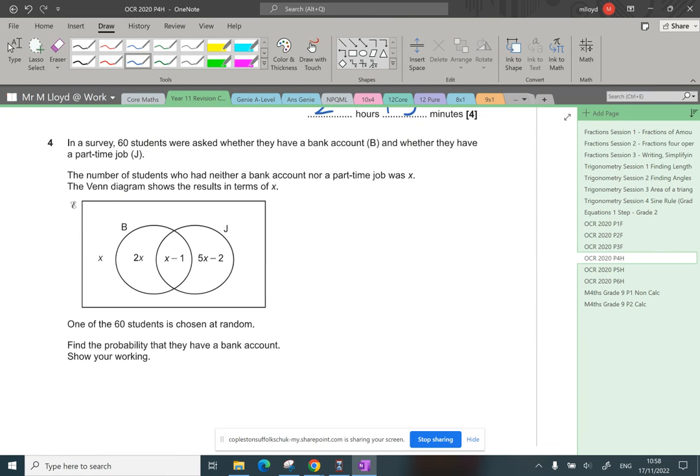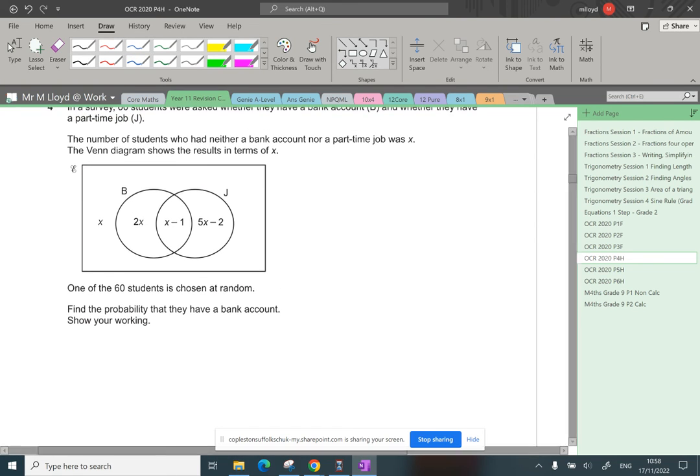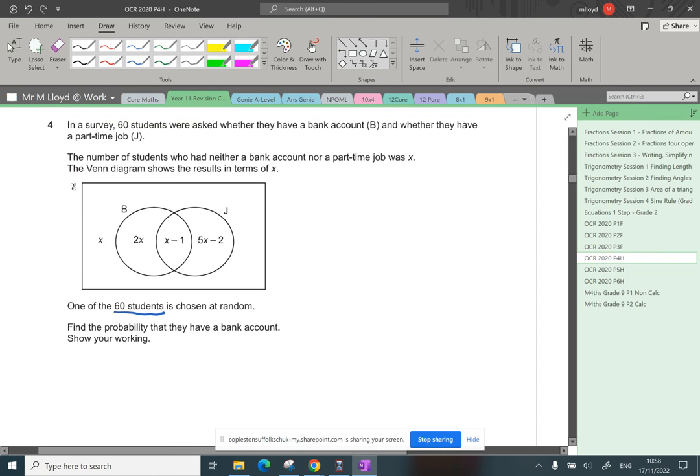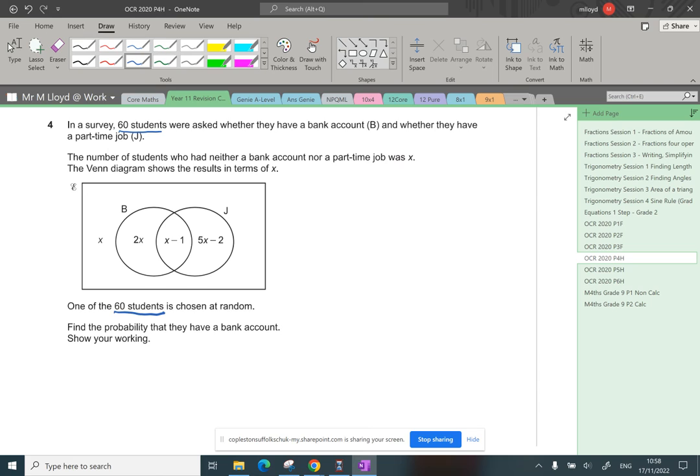Okay. Question 4. In a survey, 60 students were asked whether they have a bank account and whether they have a part-time job. The number of students who had neither a bank account nor a part-time job was X. The Venn diagram shows the results in terms of X. One of the 60, hello, that's important, 60 students, it's up there as well, is chosen at random. Find the probability that they have a bank account.